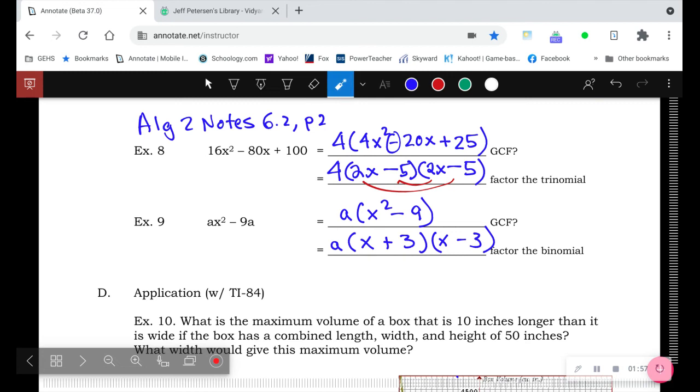You should check these, so double check here. X times x does give x squared. Positive and negative 3 multiply to give negative 9. And you'll notice there's no middle term on this, so we got to make sure this cancels. 3x there and negative 3x there does cancel out.